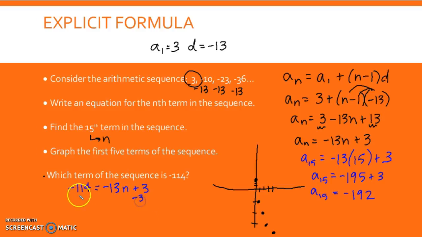So I'm going to subtract 3 from both sides. So I get negative 117 equals negative 13n. To get n by itself, I've got to divide both sides by negative 13. And negative 117 divided by negative 13 is 9. So negative 114 is the 9th term of this sequence.